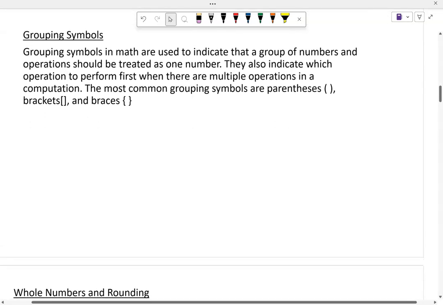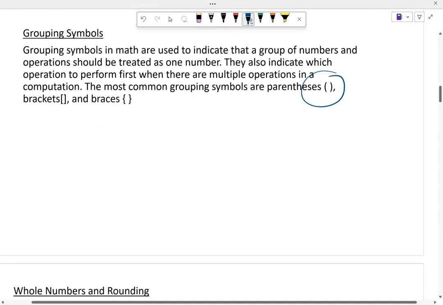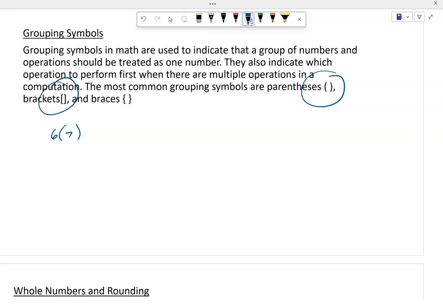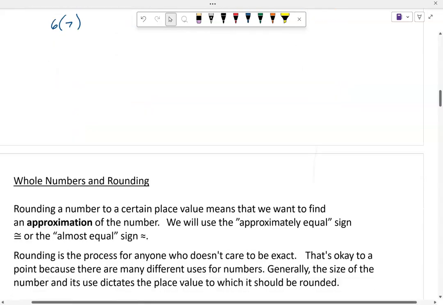Grouping symbols. We've got three grouping symbols in math. We've got the parentheses. Parentheses are used if you're multiplying, like 6 times 7, we'll use parentheses oftentimes, 42. Then brackets, and braces, and they're all used for grouping symbols.